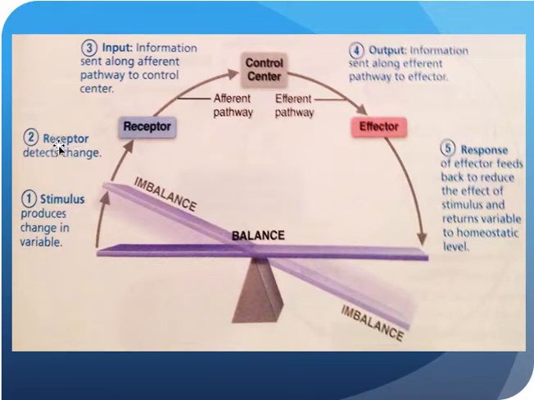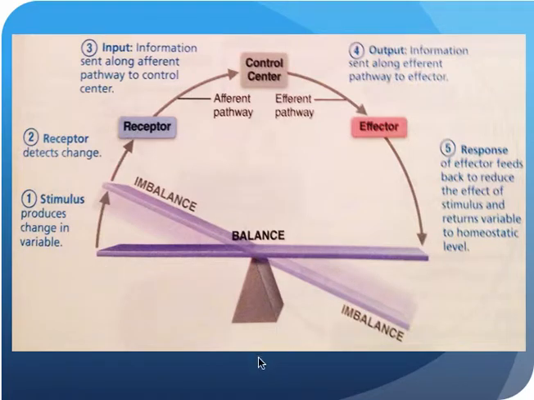You're going to have a receptor. Its job is to detect the change. It's going to detect the change and send that info to your control center. So that's going to be my input, information sent along the afferent pathway to my control center. Then my control center is going to analyze the info and decide what to do, and then it's going to send information efferently to my effectors, and they're going to be the way I make the change. These are going to be my response to bring things back to homeostasis.